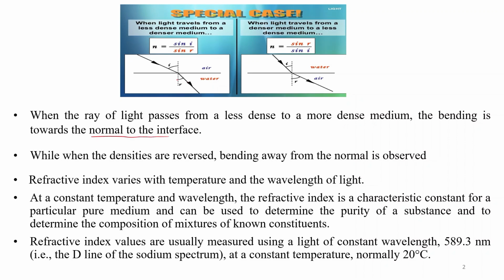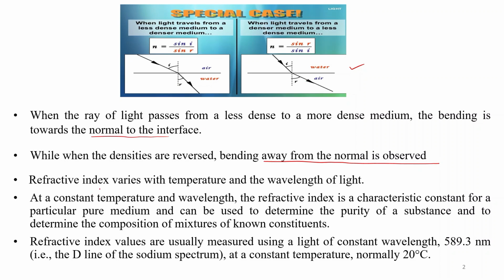So here bending is towards the normal to the interface, while when the densities are reversed, that is, if the light passes from a denser medium to a less dense medium, then bending happens away from the normal, as shown in this figure. So here bending is away from the normal, and here bending is towards the normal to the interface.